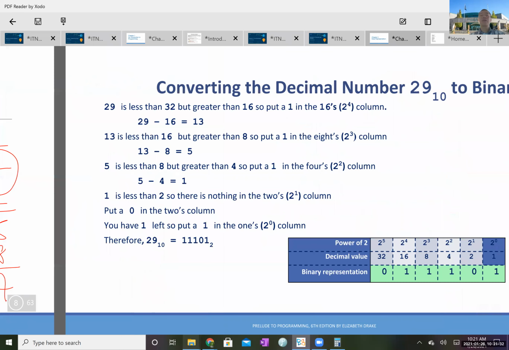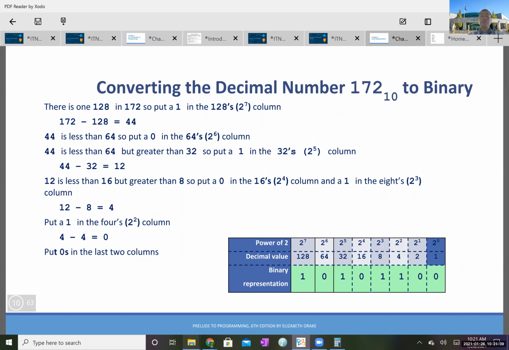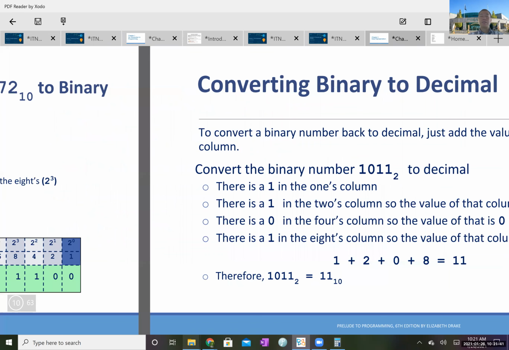Okay, so that's the way you convert from the decimal number to the binary, and from the binary to the decimal here. Okay, that's all.